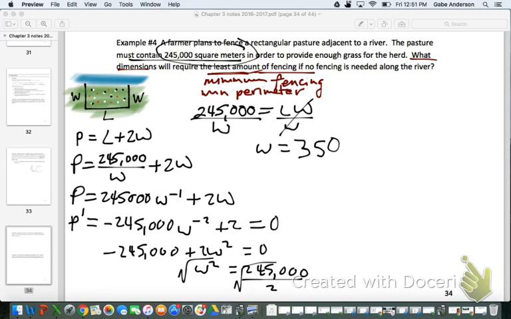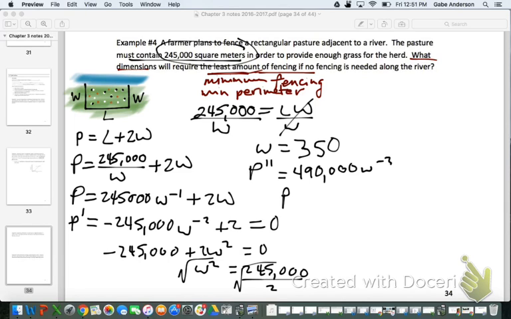So what we'd want to do is either a first or second derivative test. Please don't pack up. I still got plenty of time here. I honestly think a second derivative test is faster here. Check this out. The second derivative would be P double prime equals positive 490,000 W to the minus 3. So if I just plug 350 in there for W, can you see how this will be guaranteed positive? 350 to the negative 3 is positive, and times another positive will be a positive.